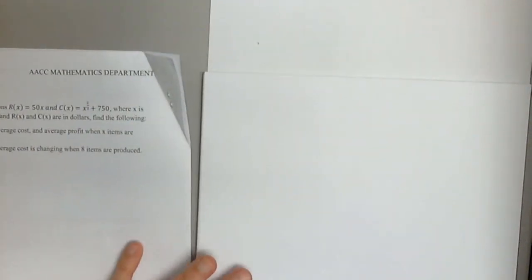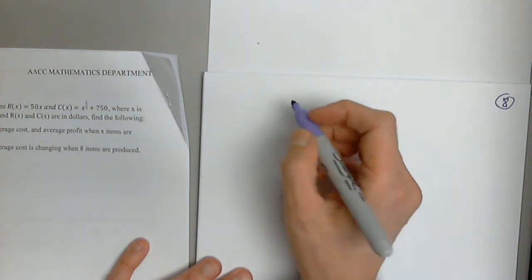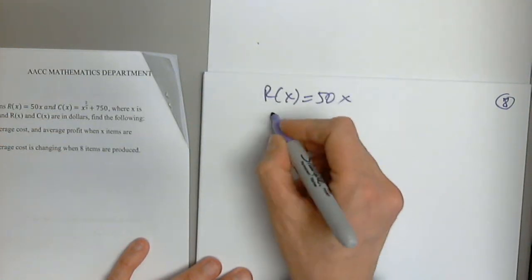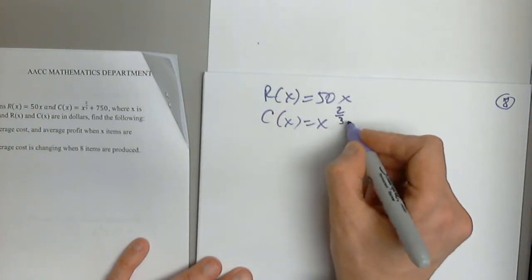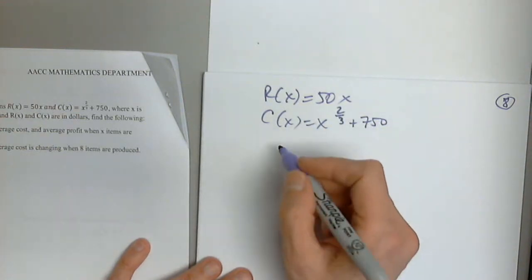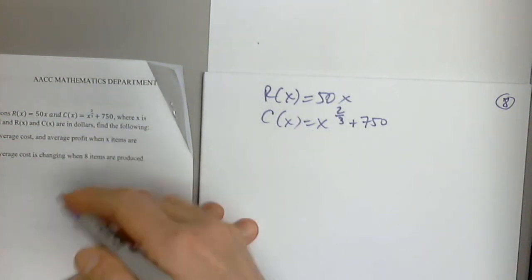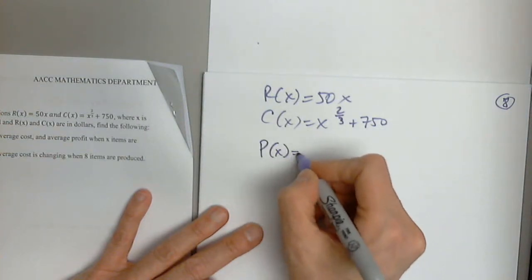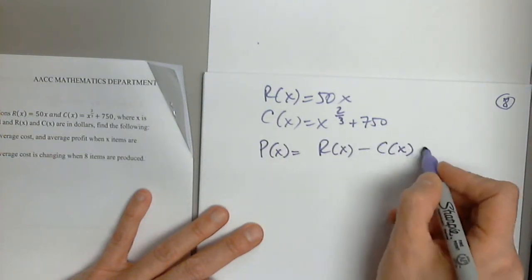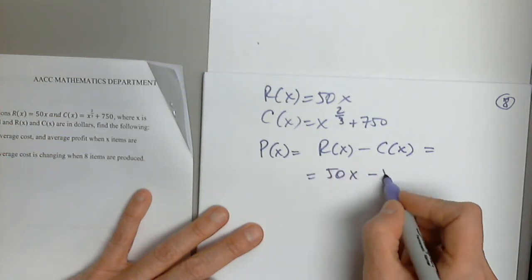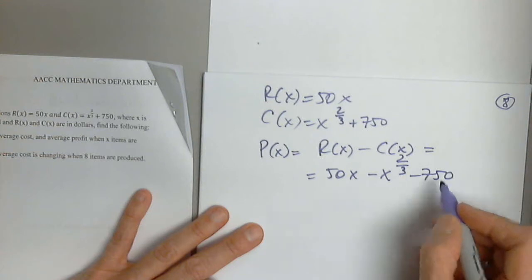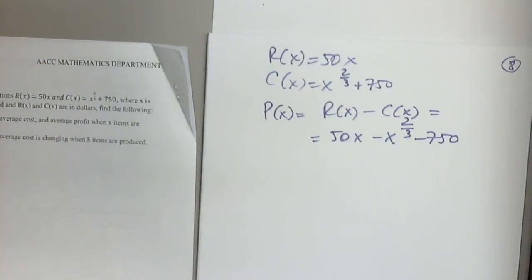The extra credit is asking us to, we are given the revenue, 50x, and the cost, x to the 2/3 plus 750. We're asked to find the average revenue, and also the average profit. So let's write the profit as the revenue minus the cost, which will give us 50x minus x to the 2/3 minus 750. So now the problem is asking us to determine the average revenue, average cost, and average profit. So we're not asked to differentiate yet.